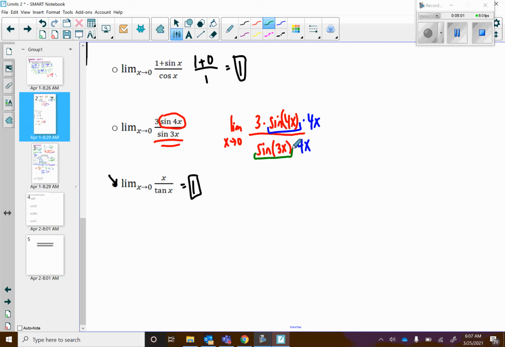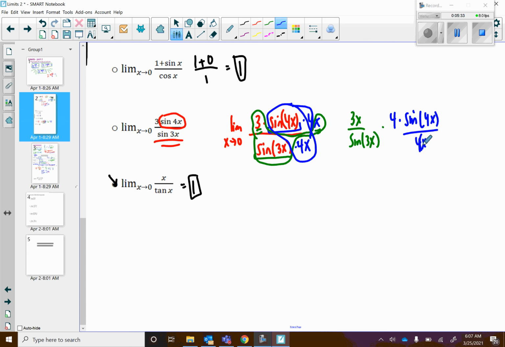Well, look, we have a 3 and an x up top already, so I don't actually have to do anything. So what happens? Well, this would be 3x over sine of 3x. And this piece would be 4 times sine of 4x all over 4x.